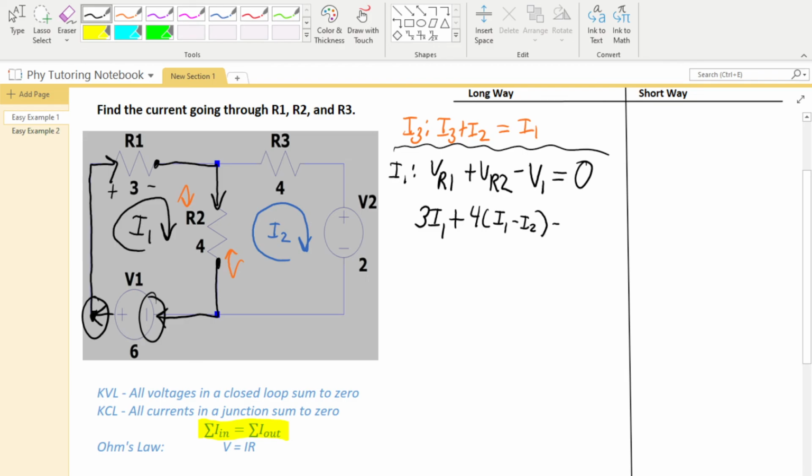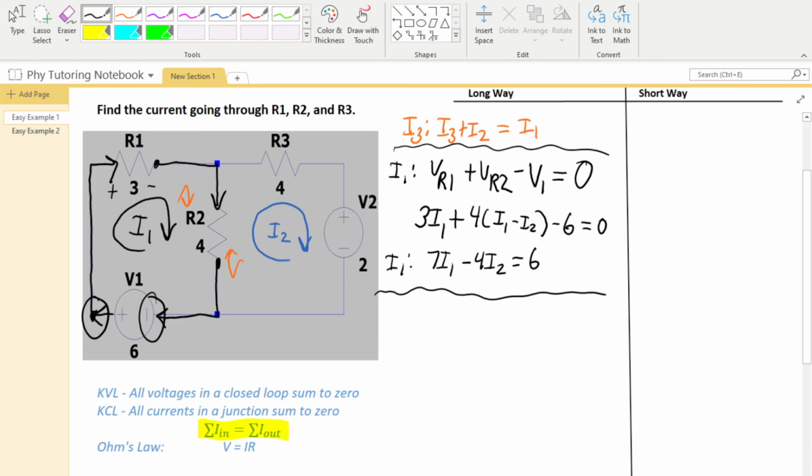And minus V1, well, V1 is just a battery. And so that's just a constant value. We hit the minus, so it's minus 6 is equal to 0. And now we can just do some simplification here, right? Combine like terms. 3I1 plus 4I1 is going to be 7I1 minus 4I2. And we can put all the constants on the right-hand side. And that is our I1 equation, right? And that was our analysis for I1.